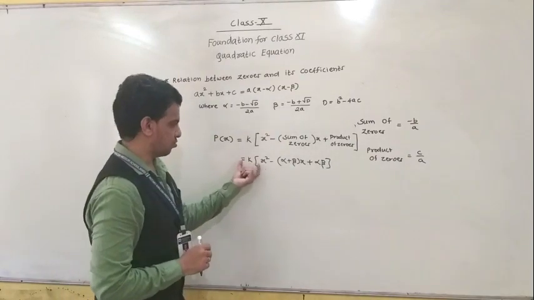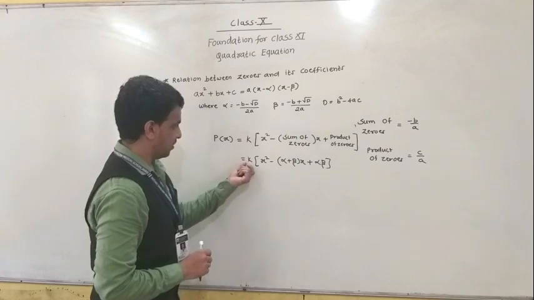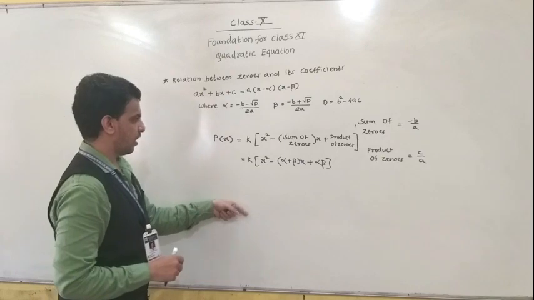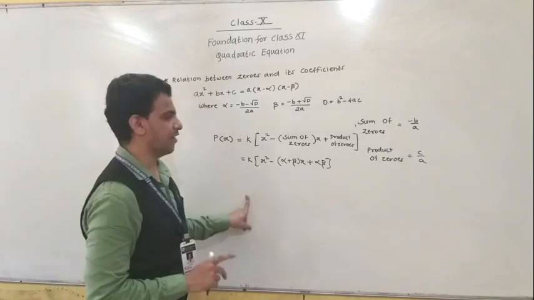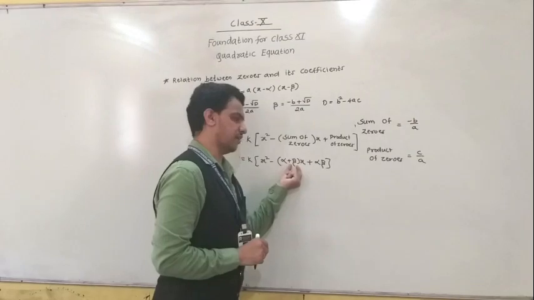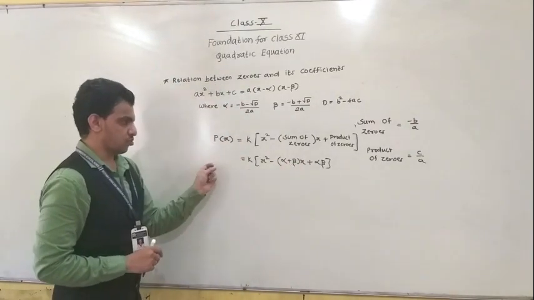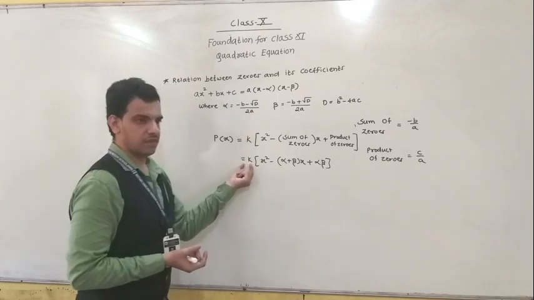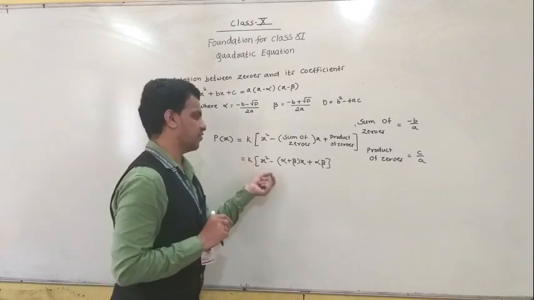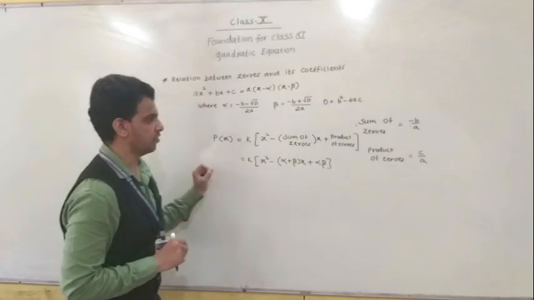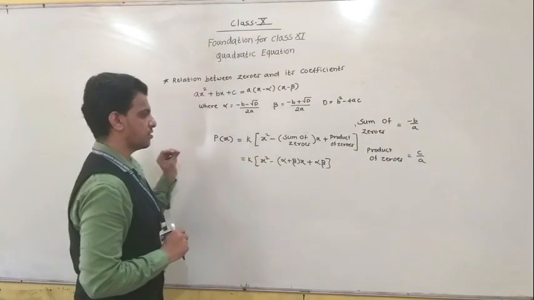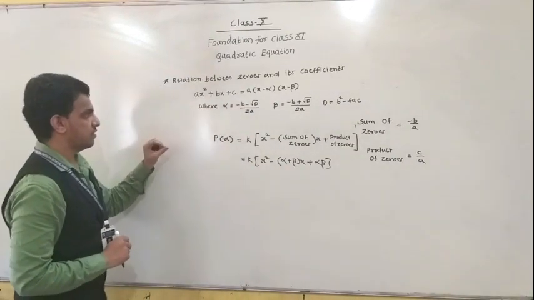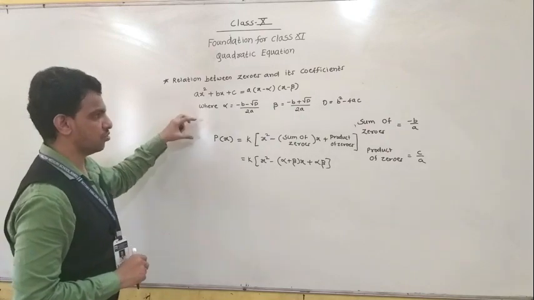If we change the value of k, we will get a different set of quadratic equations having zeros alpha and beta. So we will get an infinite number of equations if we change the value of k, but the zeros of those equations will be alpha and beta. So if sum and product of zeros is given, we can form the equation in this way. Now we will take some examples based on this.